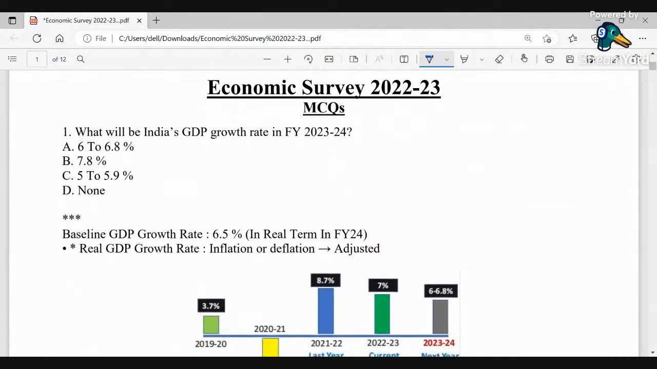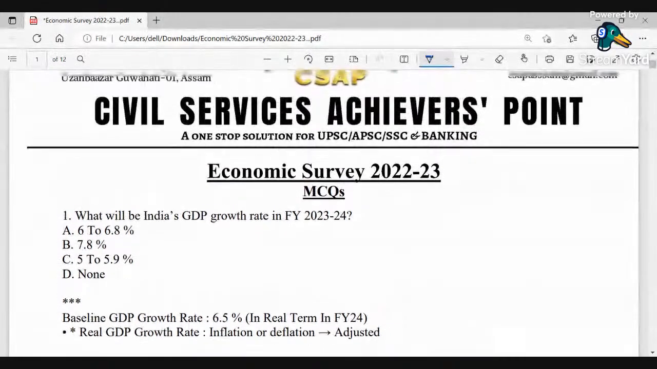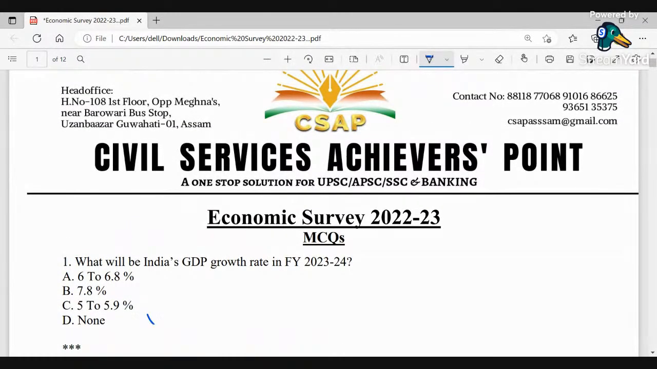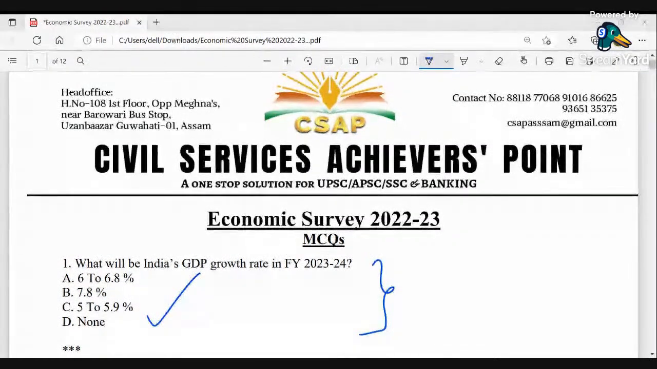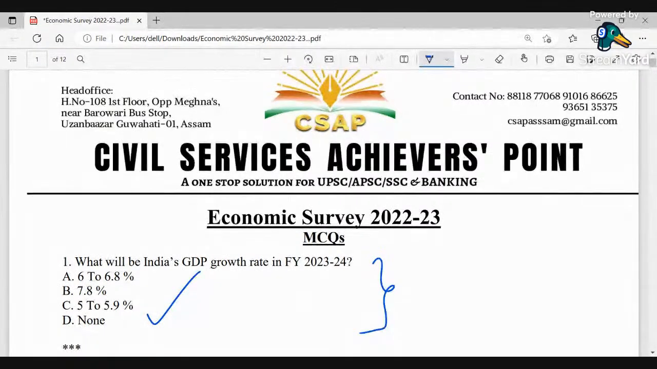The first question asks what India's GDP growth rate will be in the financial year 2023-24. Can anyone attempt this? You are free to comment in the comment section. So what will be India's GDP growth rate in the financial year 23-24? This has recently been predicted by the economic survey. The answers are coming in. Good, everyone is attempting.